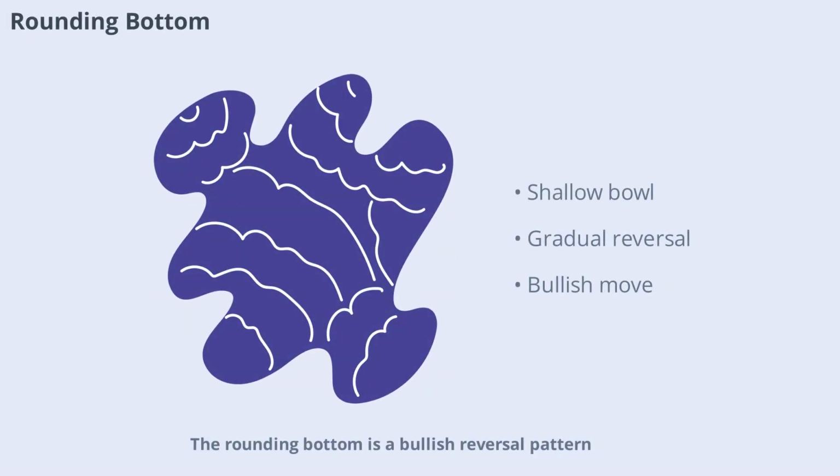Rounding bottom is a bullish reversal pattern that looks like a shallow bowl on the chart. It forms after a prolonged downtrend and signals a gradual shift from selling to buying pressure. This pattern often leads to a sustained upward move. Rounding bottoms are useful for identifying long-term trend changes and potential entry points.